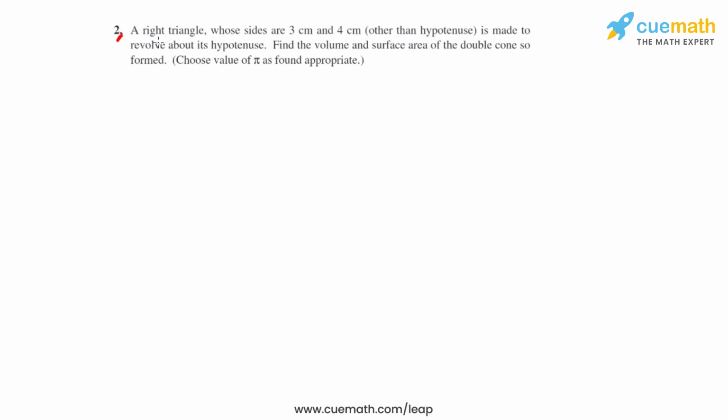Question number 2 of this exercise says that a right triangle whose sides are 3 centimeters and 4 centimeters other than the hypotenuse is made to revolve about its hypotenuse. We have to find the volume and the surface area of the double cone which is formed. We can choose the value of pi as found appropriate, so we can take it either as 3.14 or as 22/7 as it suits us.